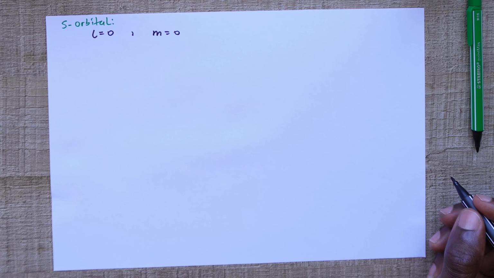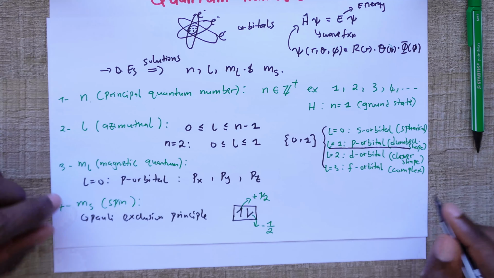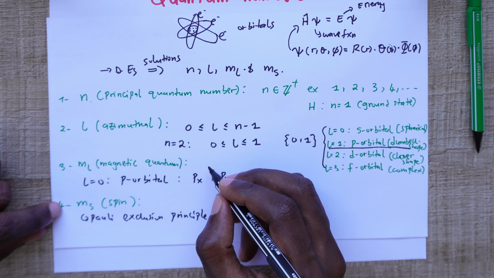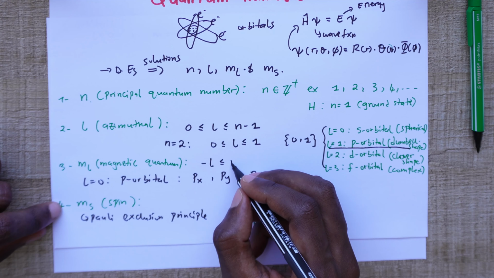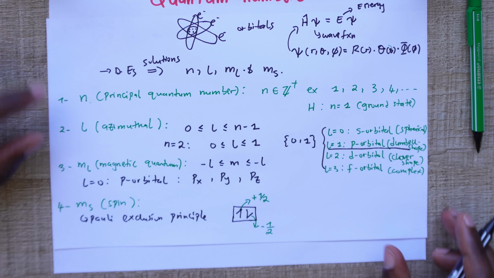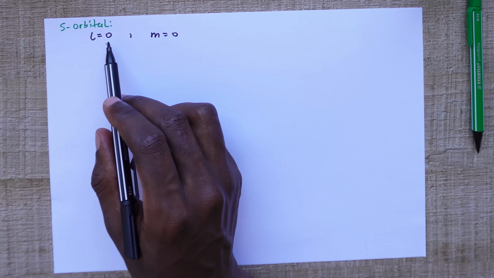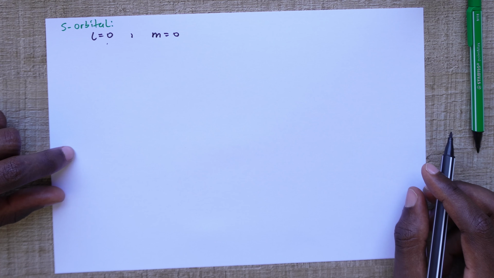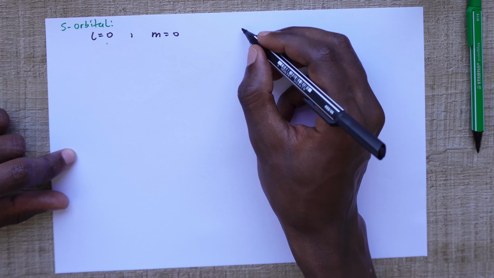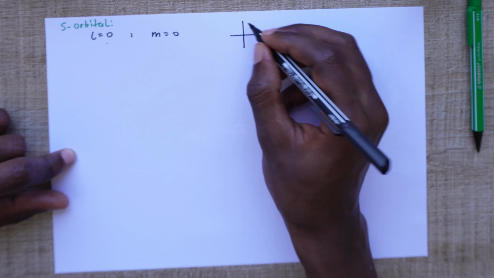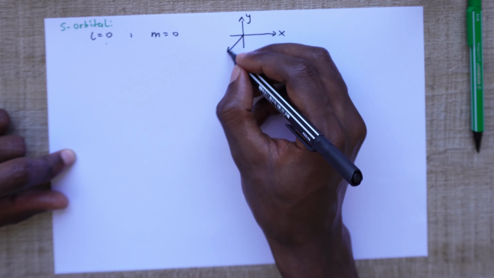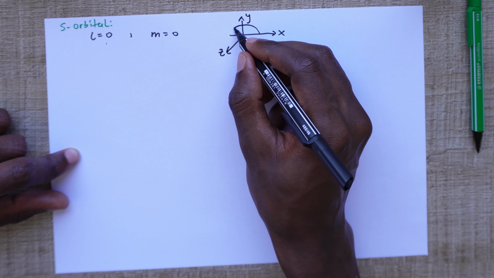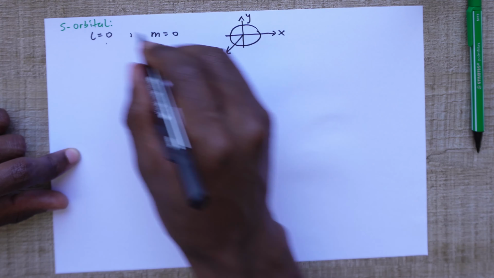So probably what I forgot to mention here is that the magnetic quantum number has a range of values from negative L to L. So m lies between negative L and L, which means that if L is 0, then m has to be 0. In this case, we have just one possibility. So if here we have x, y, z, then the shape described by these quantum numbers is just a sphere, and that corresponds to an s orbital.